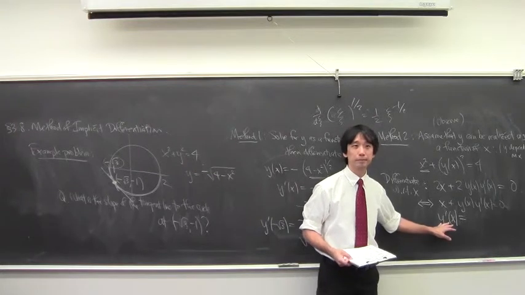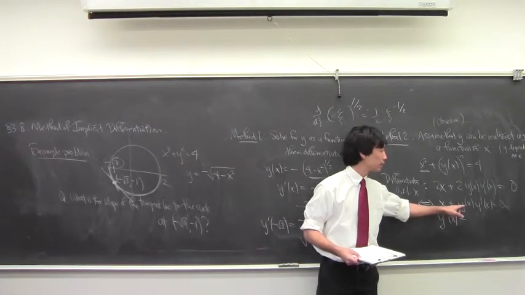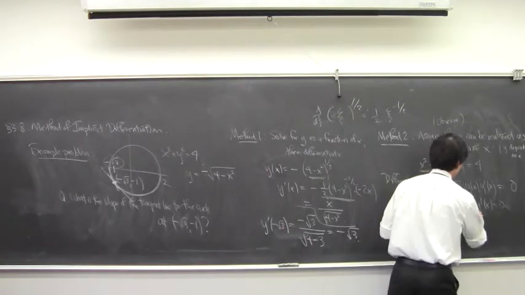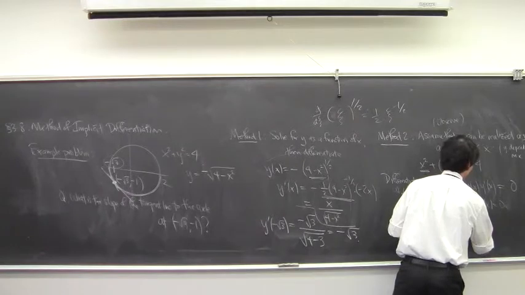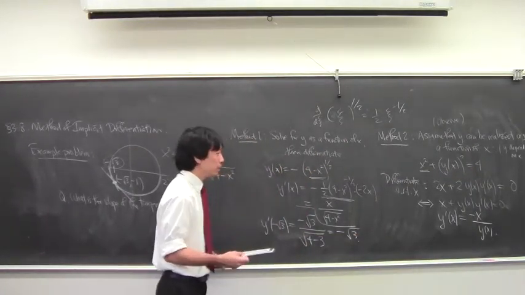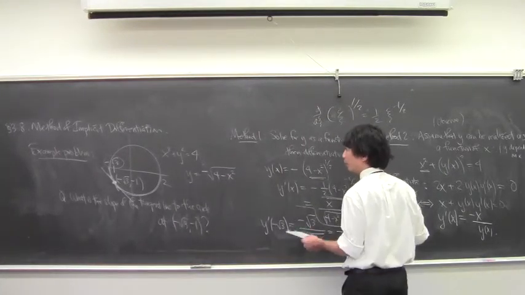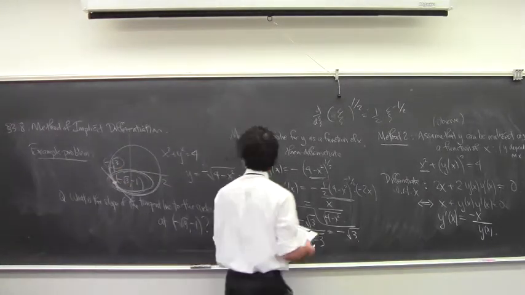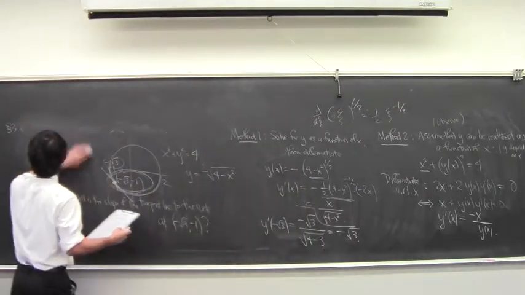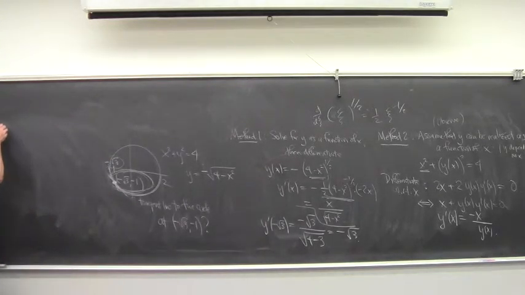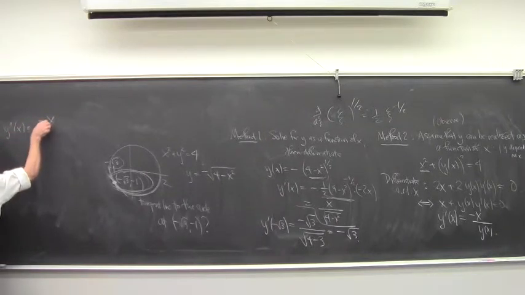What's y prime then? Negative x over y, right? Negative x over y. Okay. So now, what's our point? Our point was negative 3, 1. So I'm going to put it over here. Our point, right? So what we have is that y prime of x is negative x over y.